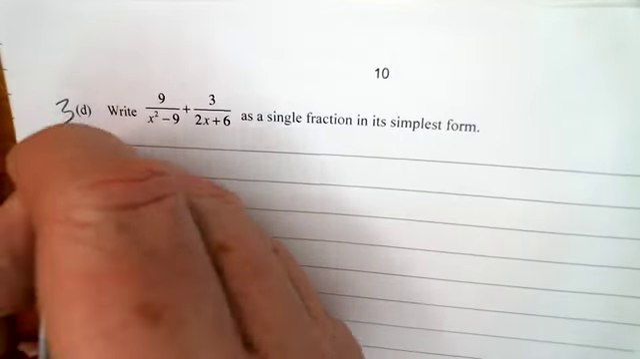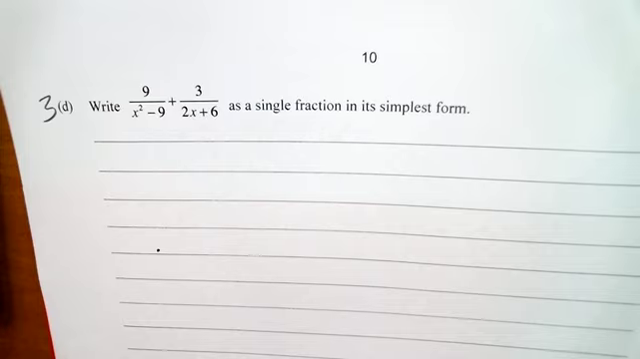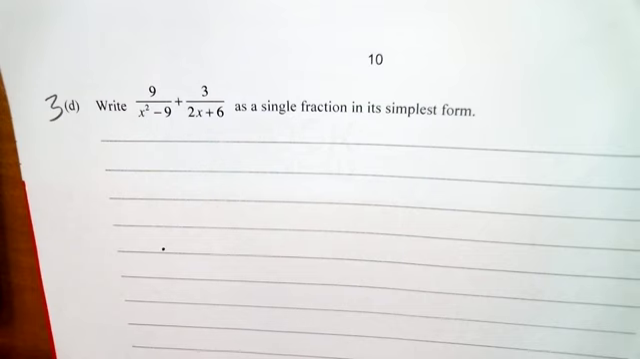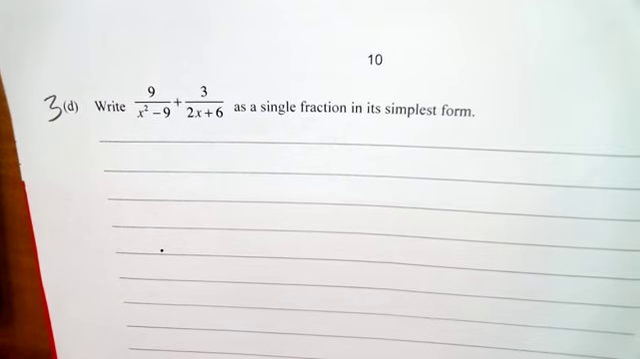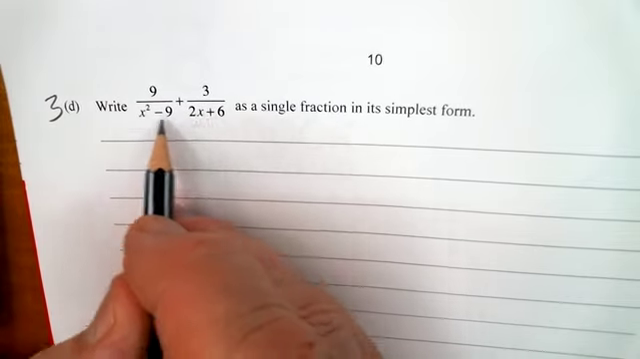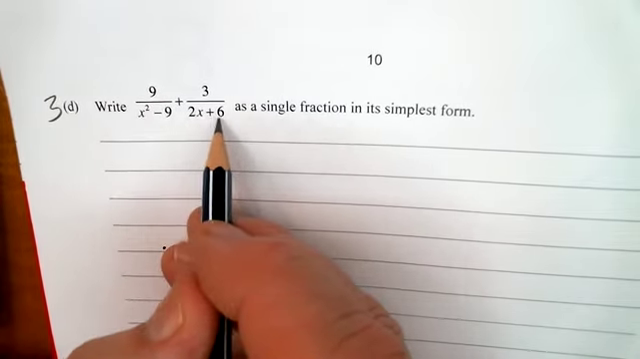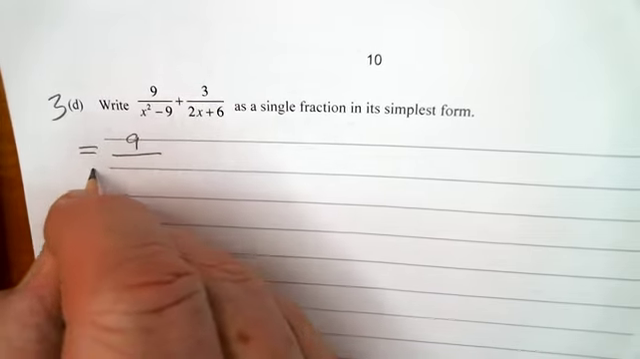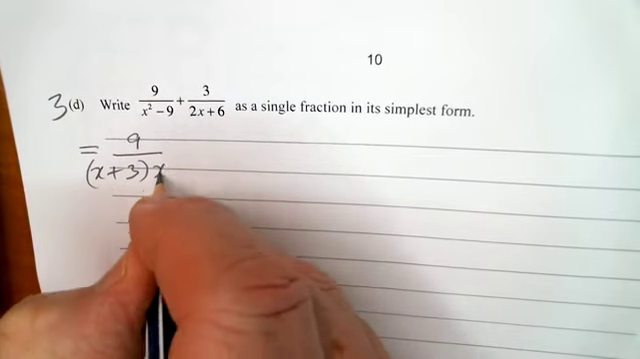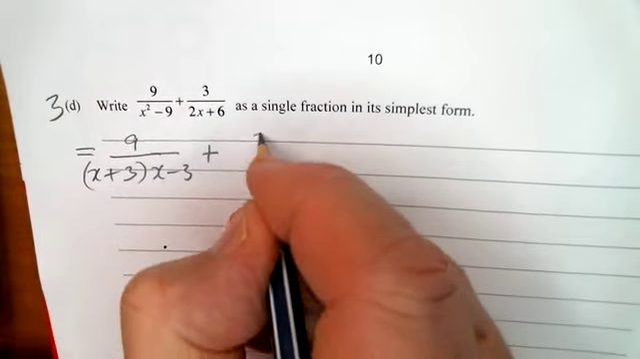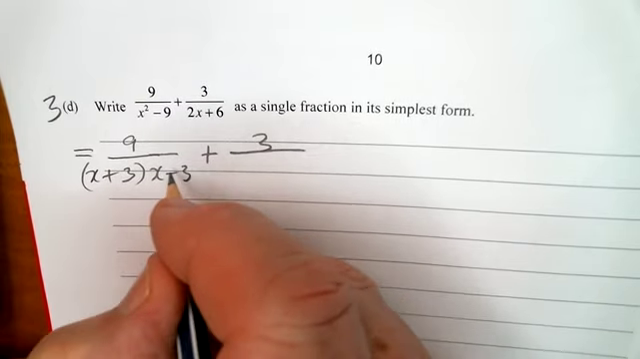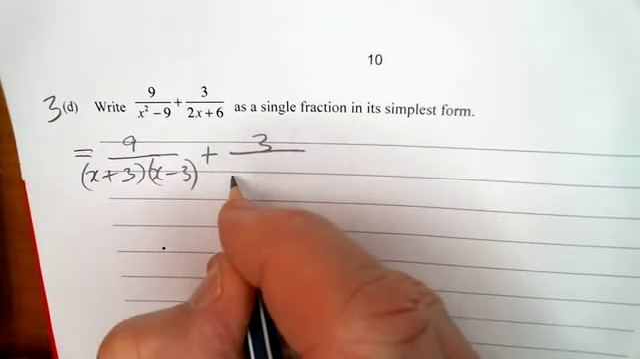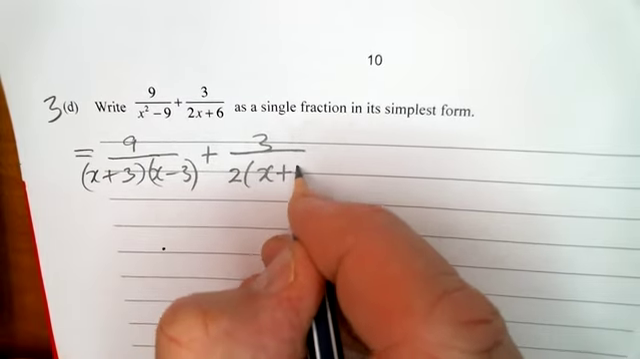All right, question 3D from the NCEA 2017 external exam for algebra for year 12. Now we've got an expression here which says we've got to write as a single fraction in its simplest form. Before we do that, I think it's worth stating here that if we expand that out, we end up with something important. That is equal to 9 over x plus 3, x minus 3, plus 3 over, and I'm going to expand this out as well. This really is going to be 2 times x plus 3.